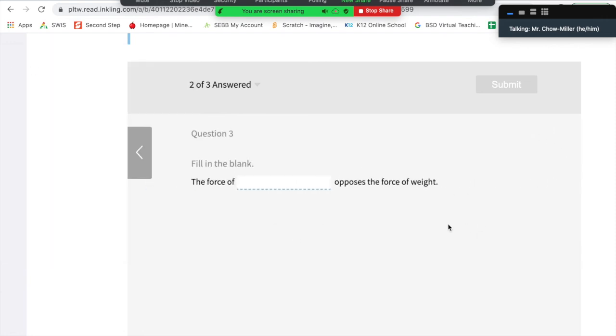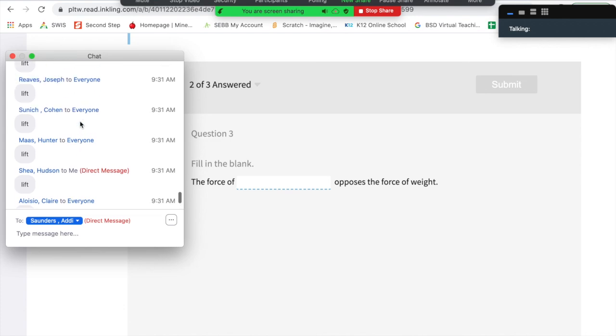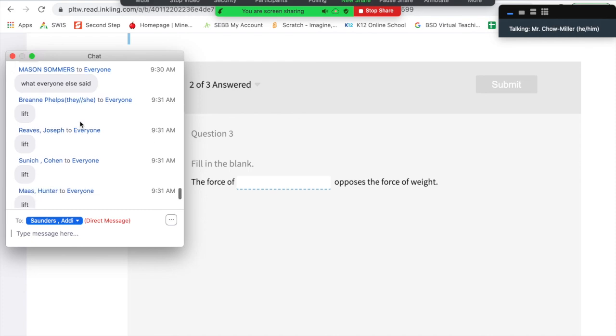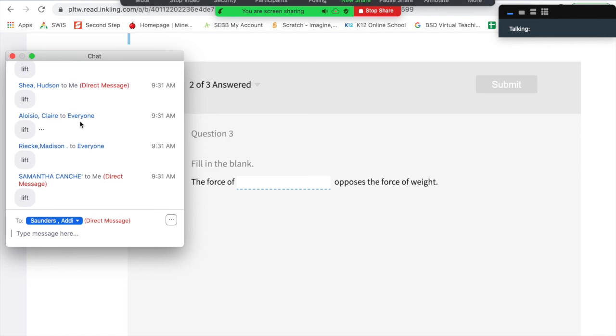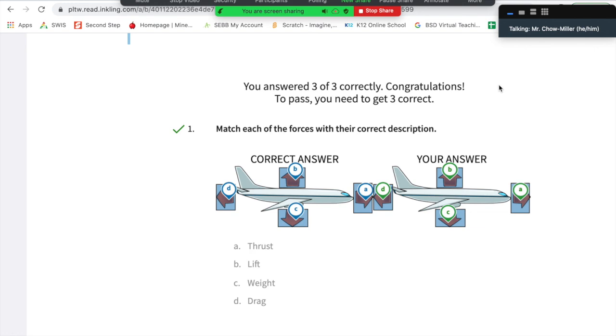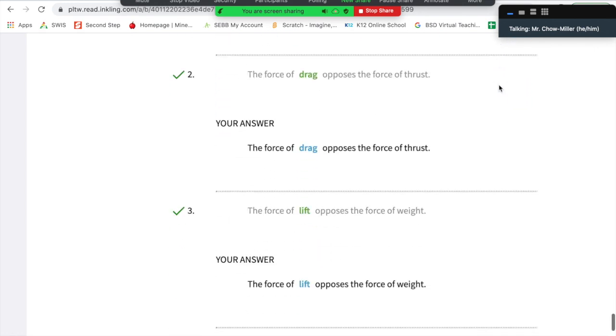Fill in the blank, same thing. The force of blank opposes the force of weight. Rianne, nice job. We got Joey, Cohen, Hunter, Hudson, Claire, Madison, Samantha. All right, you all get some nice Falcon Pride tickets coming up. So lift opposes weight. Let's see. Do we get them all right? Yes! All right. Look at this class.